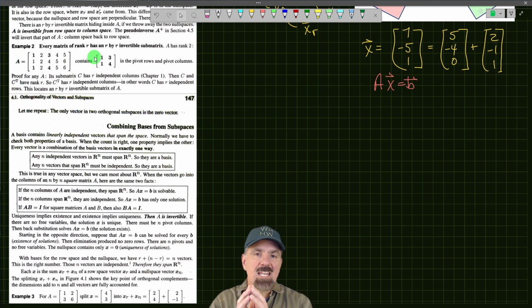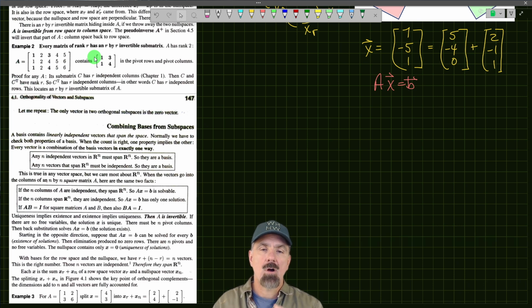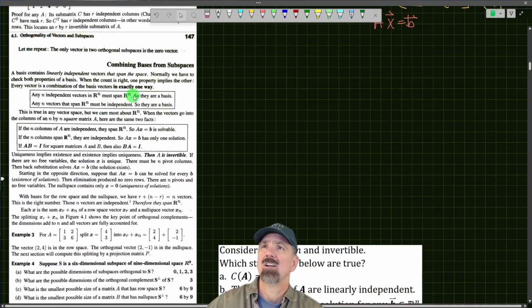Inside of that, even if that is singular, there is a portion that is non-singular. There's a portion that's invertible. And we'll talk more about this. We don't cover the pseudo inverse in section 4.5. We will address it later when we're talking about singular value decomposition. But it's important to realize that even when I have a singular linear operator, it contains some component, some aspect that is invertible. More on that later.